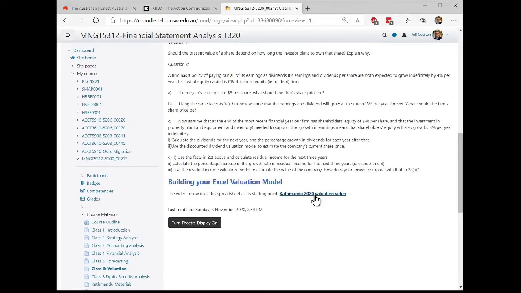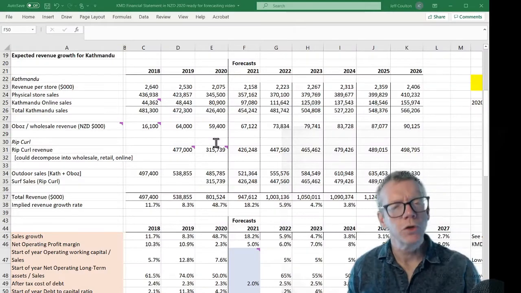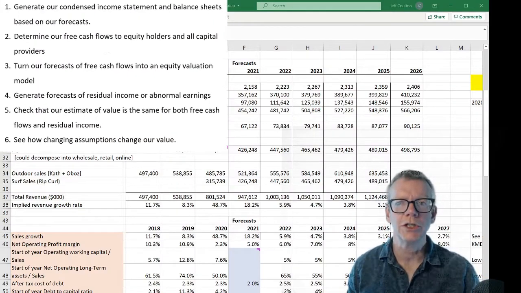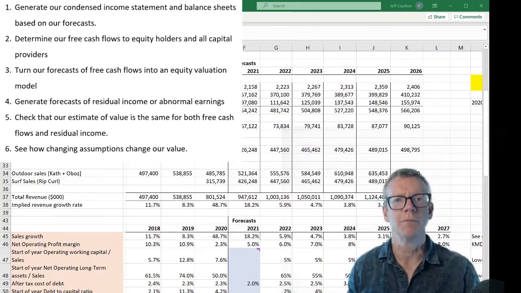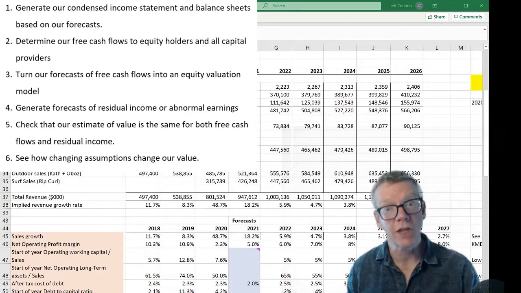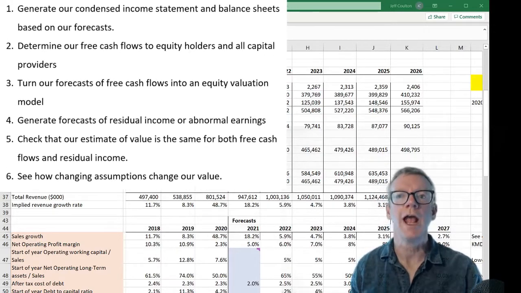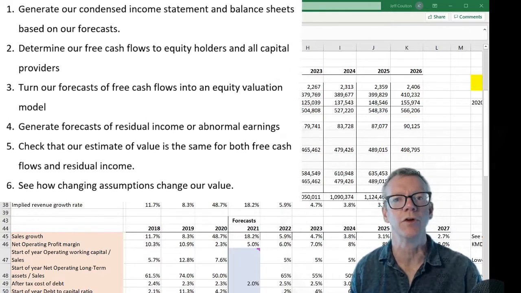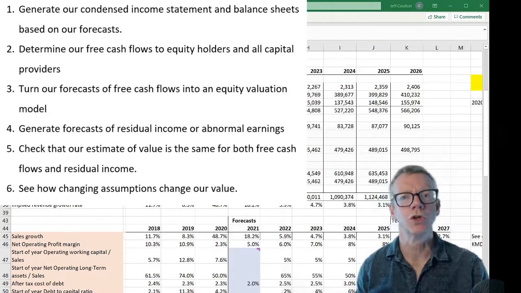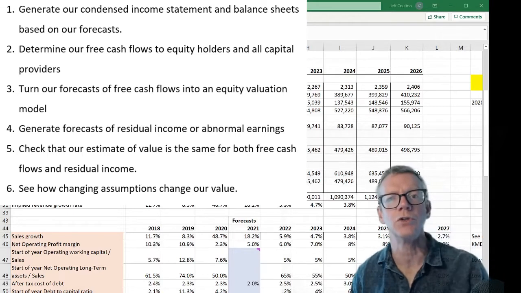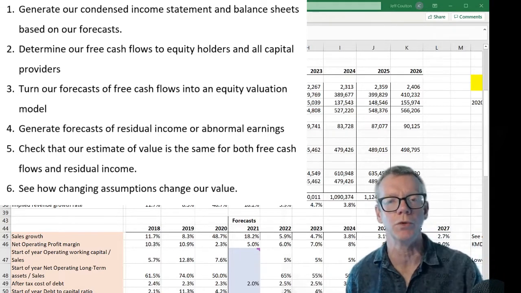Now, here are the steps that we're going to go through. First, we're going to generate our condensed income statement and balance sheet based on our forecast. Secondly, we're going to determine our free cash flow to equity holders and free cash flow to all capital providers. Third, we'll turn our forecasts of free cash flows into an equity valuation model.